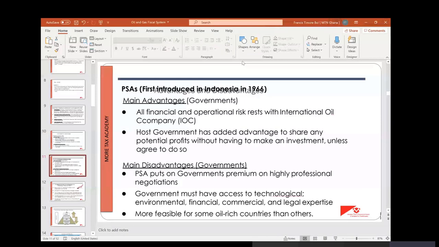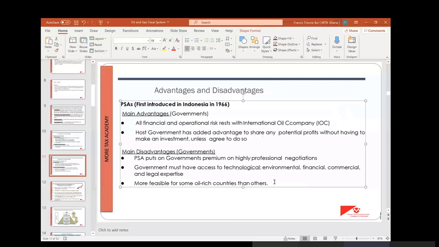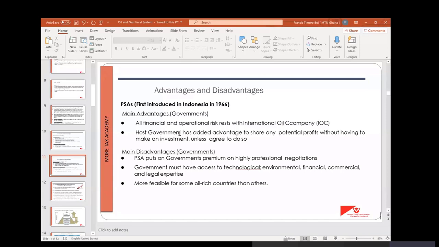Thirty more. Yes, sir. If you read some of the past questions, you realize that instead of mentioning concession, they rather say royalty slash tax regime. Is it okay to do that? Yes, it's the same. Here in the concession, we are saying that what you get is just royalties and tax.